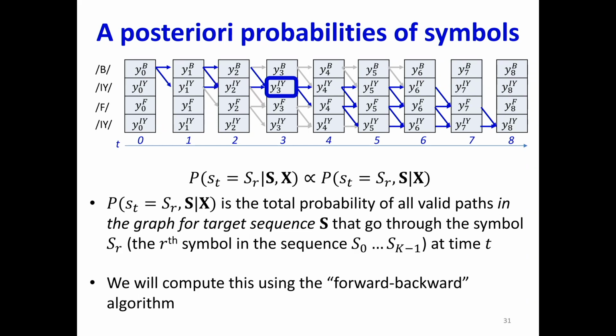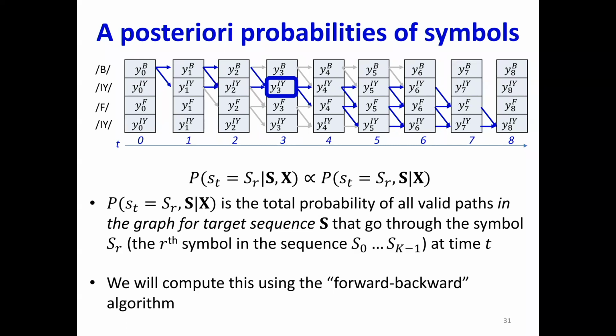Now remember, if I just gave you the input, how many possible sequences can I generate from it? We know that it's an arbitrary number. ABC is not the only sequence that you can generate from it, right? So we want the conditional probability. Given that the sequence is ABC, what is the probability that the second symbol is aligned to B?